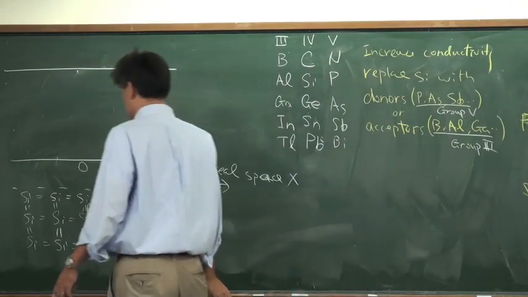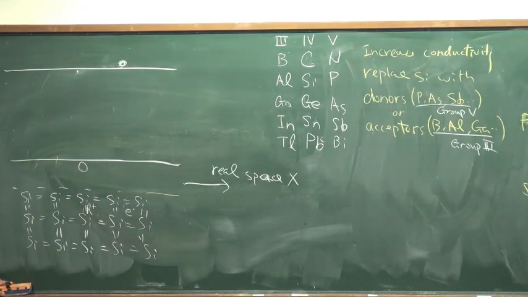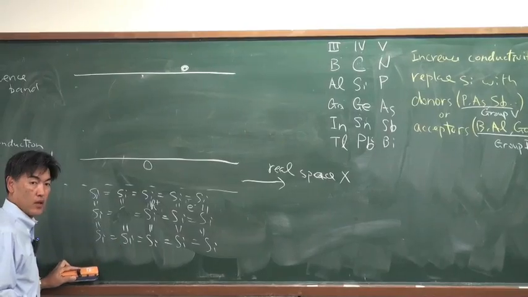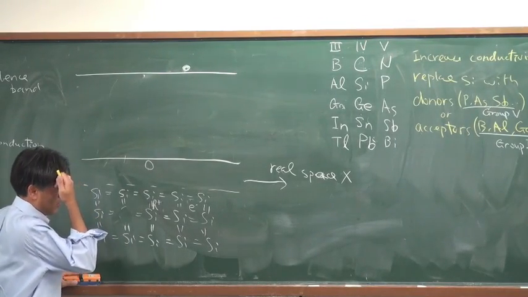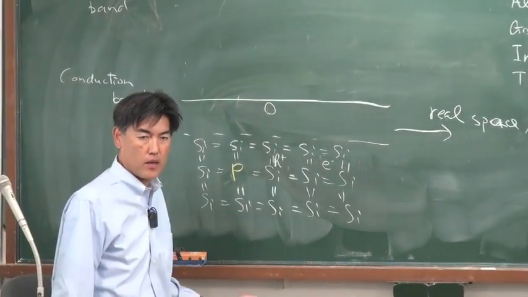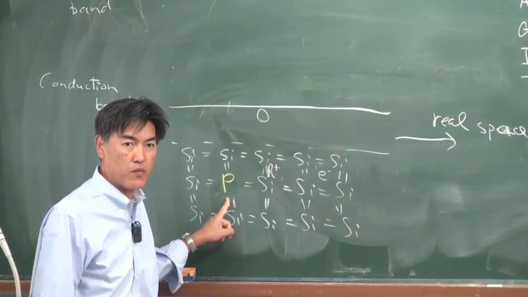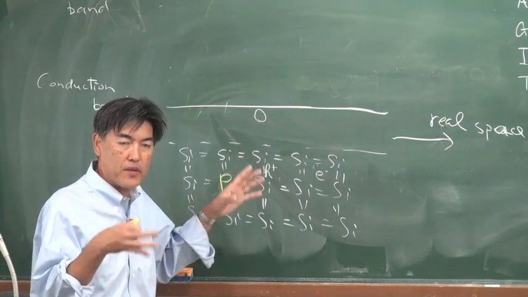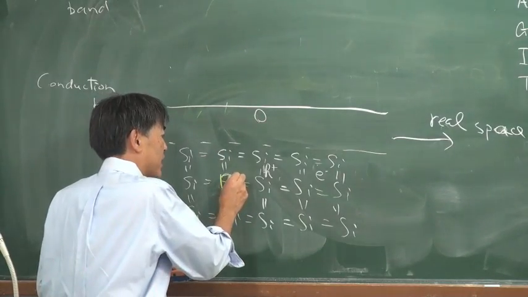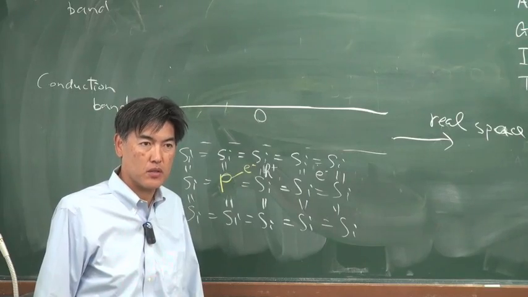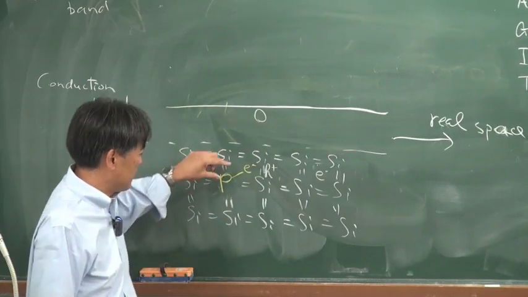The reason is that I can replace one of the silicon atoms with phosphorus. Okay, and if I replace one of the silicon atoms with phosphorus, phosphorus has 5 valence electrons rather than 4. So there's one extra electron. One extra electron is introduced.